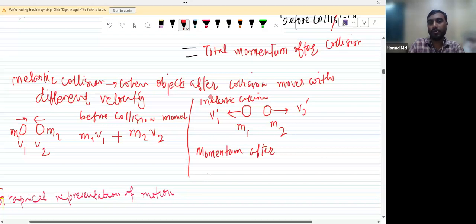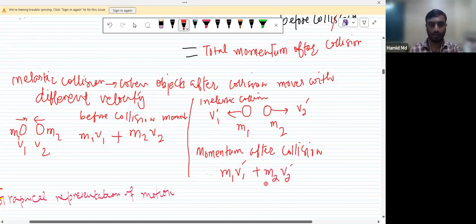Okay. So without wasting time, what will be the momentum after collision? Tell me what will be the momentum after collision. What is the definition of momentum again? Product of mass into velocity. So it is mass 1 into V1 prime plus mass 2 into V2 prime, right? Clear?